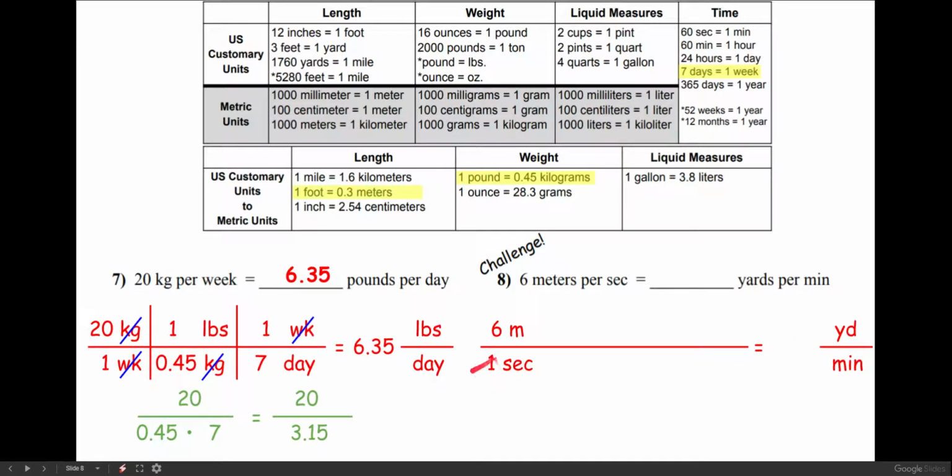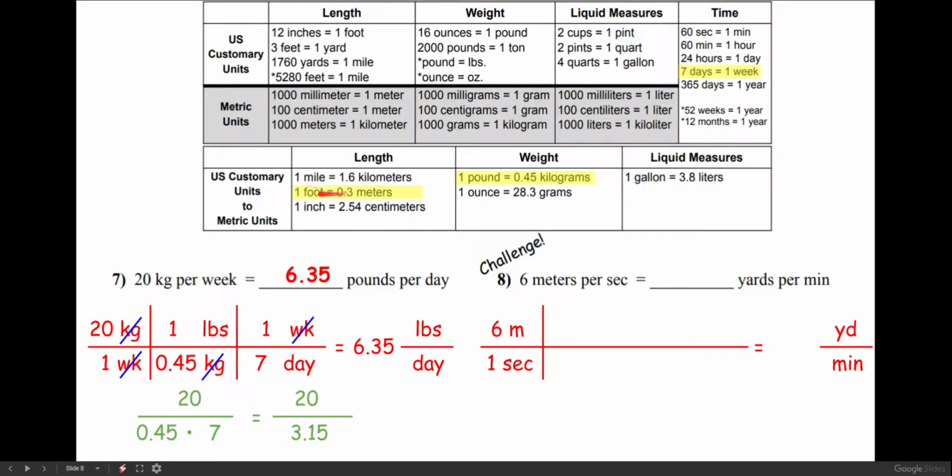What makes this so challenging? Well, how do we get from meters to yards? Unfortunately, we don't have meters to yards. We have meters to feet right here. And from there, we can actually go from feet to yards. So what we're going to do is do that.